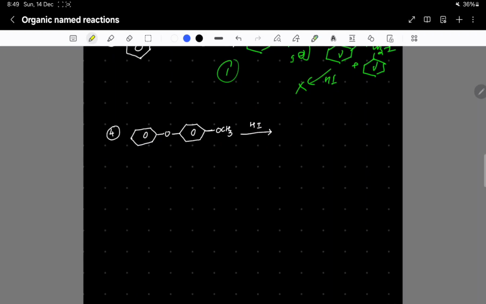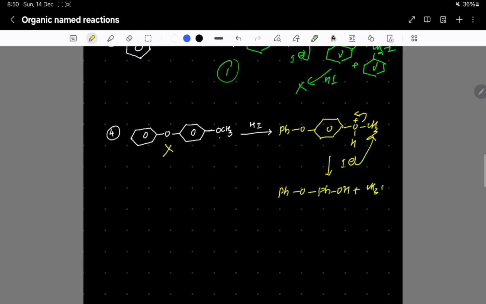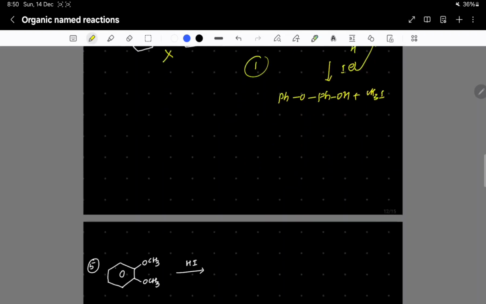Now we will do one more reaction. Look, student. First, this side is not possible; only here it is possible. I will write PhOCH3, this will be OH and this will be CH3. Again reaction with I minus. Now this will shift and I minus will attack. We will get PhOH and CH3I. So most probably only 1 mole of HI is required for this particular reaction.